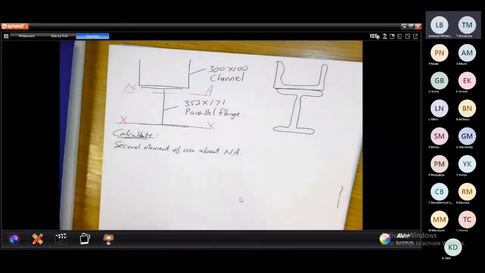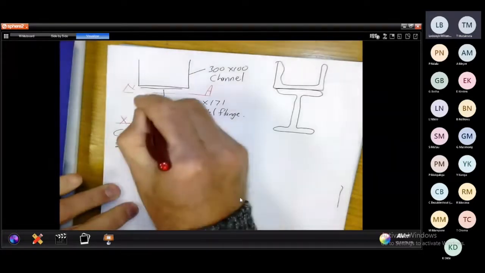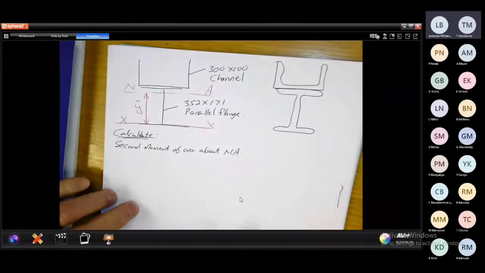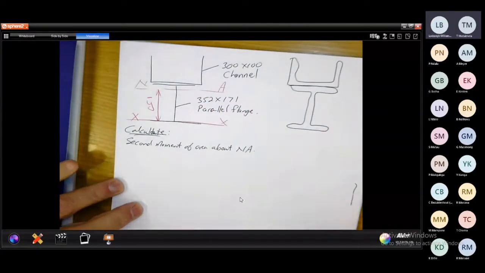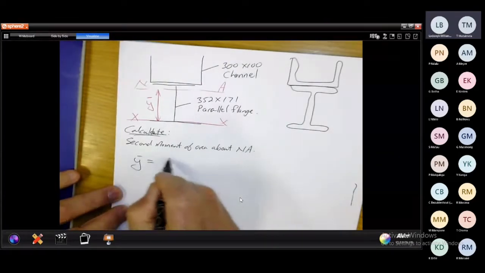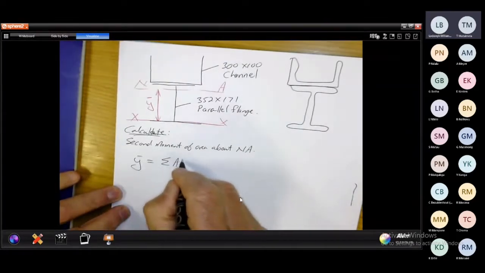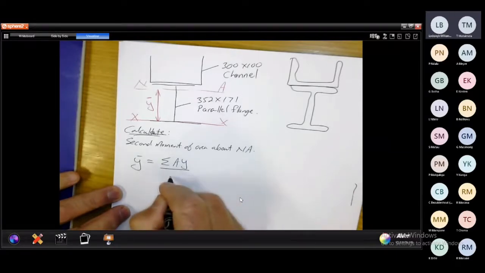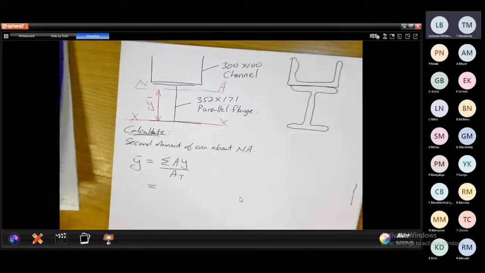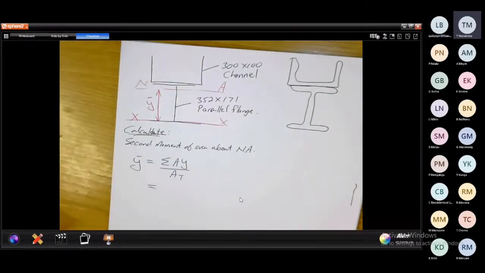First, in all these problems, what I must first do is calculate ȳ. This is first what I must do. Right, and we know that ȳ is equal to the sum of area times y divided by total area.